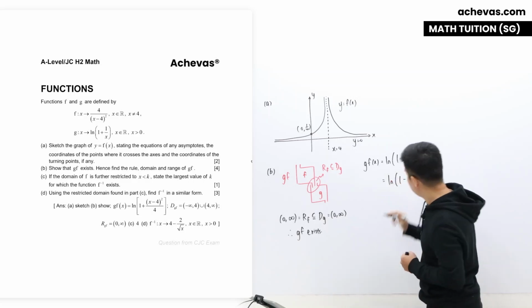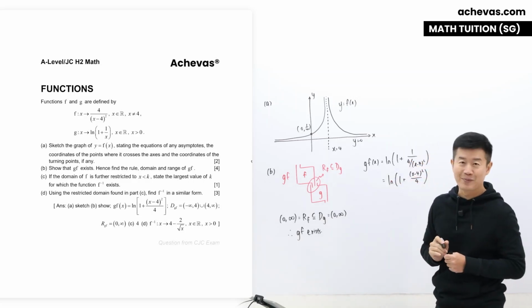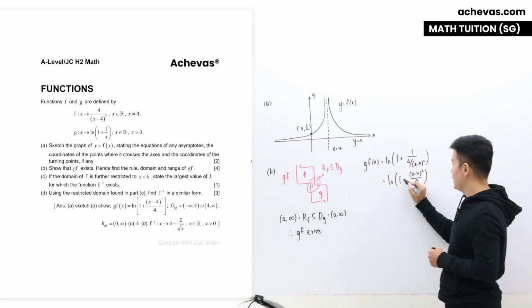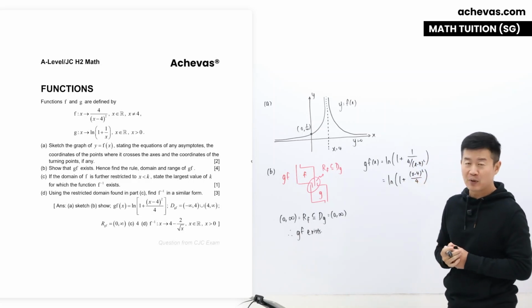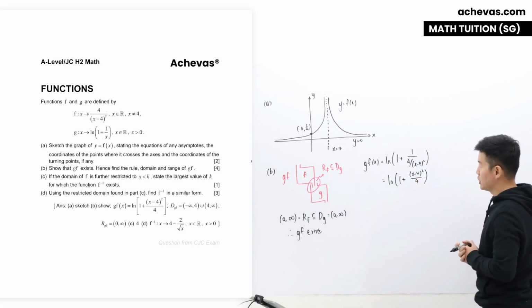This is a plus here. So here, it is a plus, not a minus. So, okay, we have this as the expression or the rule of the composite function gf.